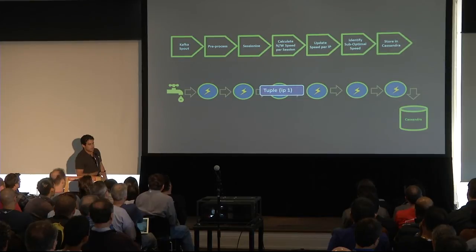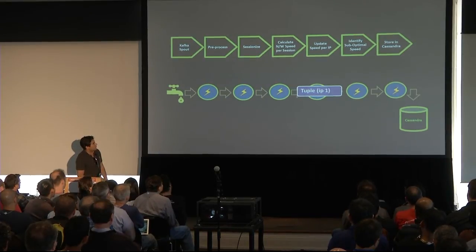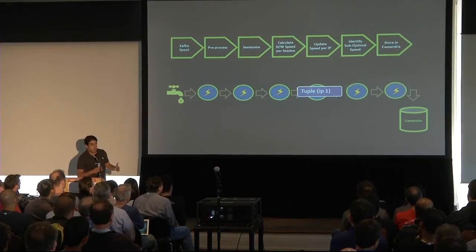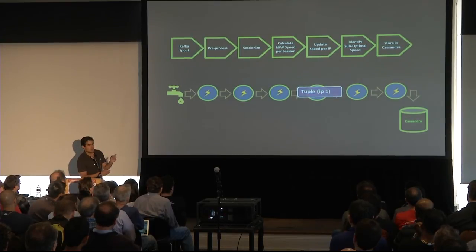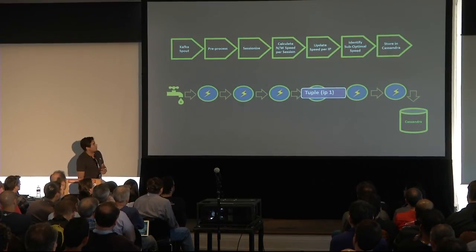We calculate the speed per the session. We keep a running tally of all this average speed for all the sessions and understand if the current session is suboptimal. Once we do that, we store that into Cassandra.